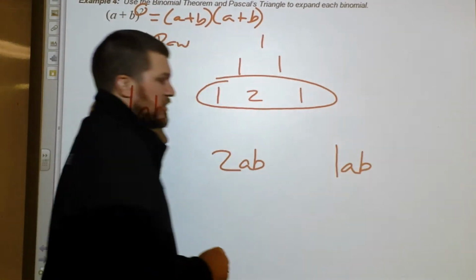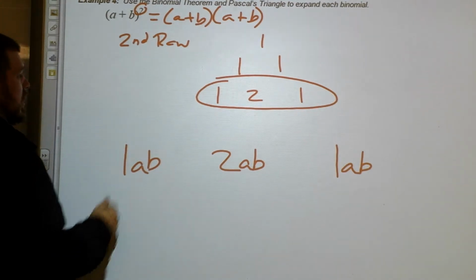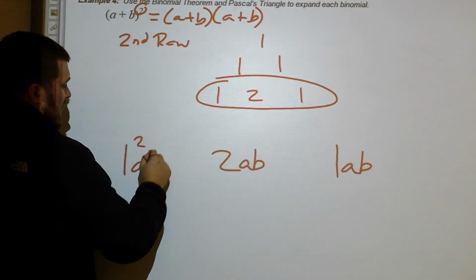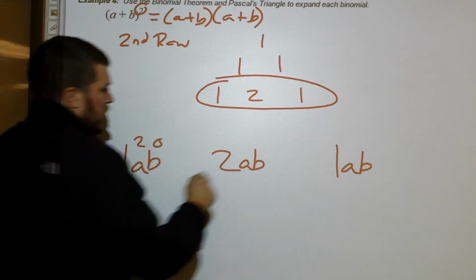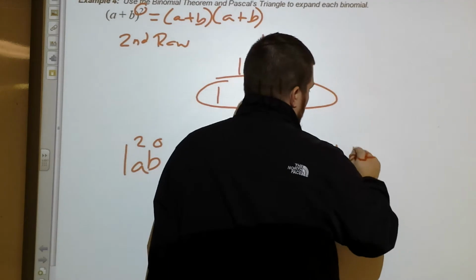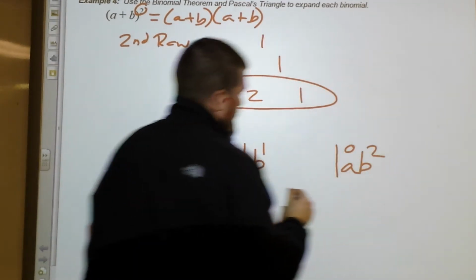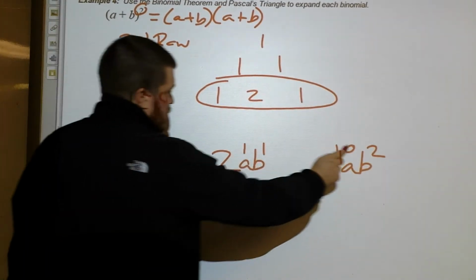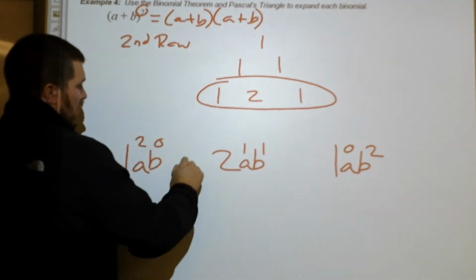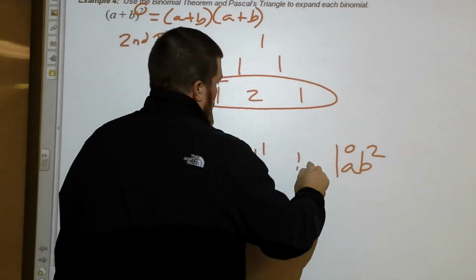What I need to do now is take care of my powers. My highest power is 2. So 2 for the A, 0 for the B. 1 for the A, 1 for the B. 0 for the A, 2 for the B. Again, powers of A are decreasing, powers of B are increasing. These are all positive, so plus in the middle.